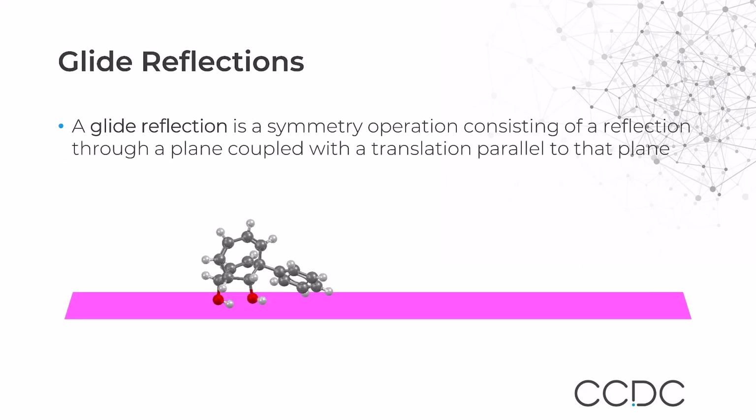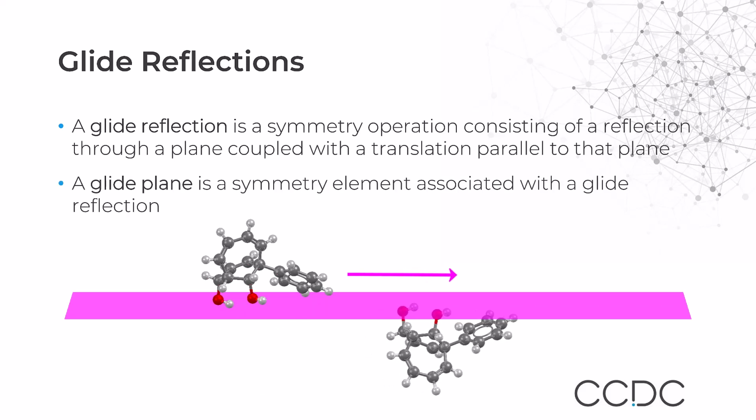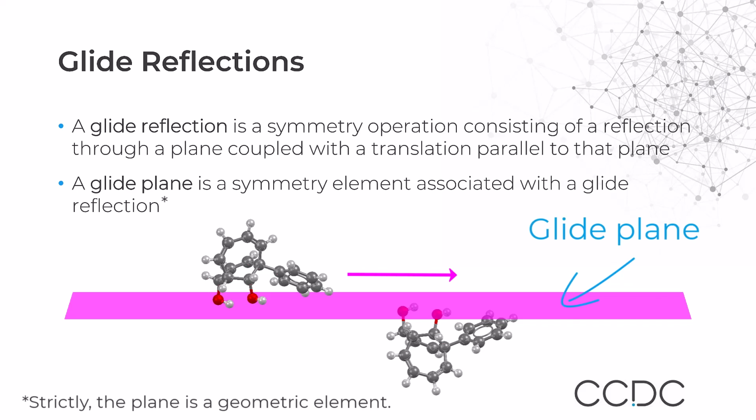To begin with, let's give some definitions. A glide reflection is a symmetry operation consisting of a reflection through a plane coupled with a translation parallel to this plane. A glide plane is a symmetry element associated with a glide reflection. Geometrically, this is just a plane. The symmetry operation is what we have to do to get from an object to its image. In this case, the object is a molecule, and the plane tells us where we need to reflect the object. The plane is a fairly easy thing to draw on a crystal structure, and we have simple rules that tell us about the translation part.